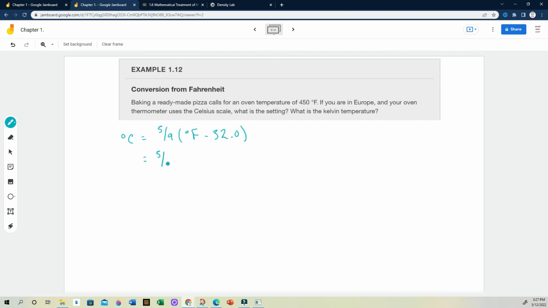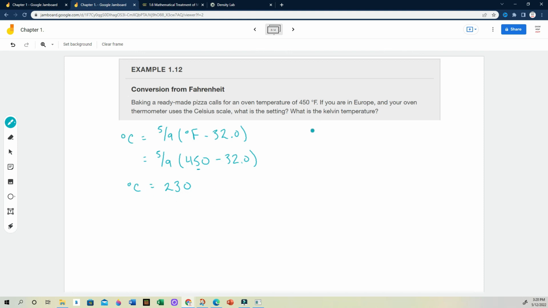So that is going to be 5/9 times 450 minus 32. All right, so my sig figs here are going to be limited by my decimal places. So I have 1 decimal place here, and actually this 0 is not significant, so I'm limited to the tens place here. So when I get my degrees Celsius, I need to round to the tens place, and that will give me 230 degrees Celsius.